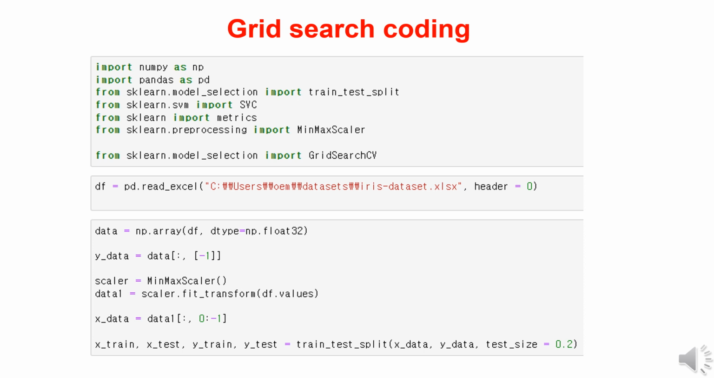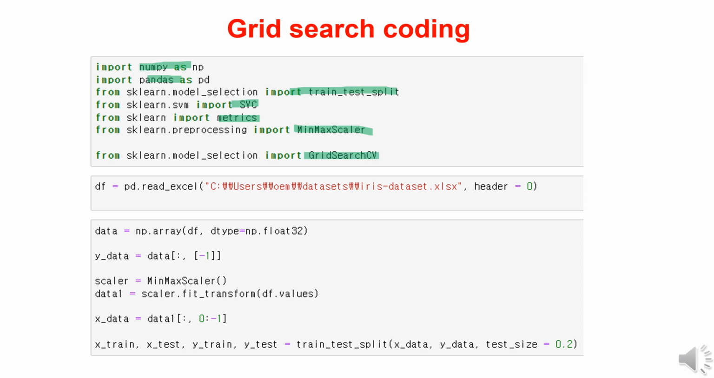Next, let's examine the coding file that uses the support vector machine algorithm to create a model for classifying the iris dataset, and we'll search for the hyperparameters of the support vector machine using both grid search and Bayesian optimization methods. To perform this coding, we need to import libraries such as NumPy, Pandas, and TrainTest-Split. Additionally, we import the SVC library for support vector machine, as well as the min-max scalar library for normalization. We also import the necessary library for grid search.